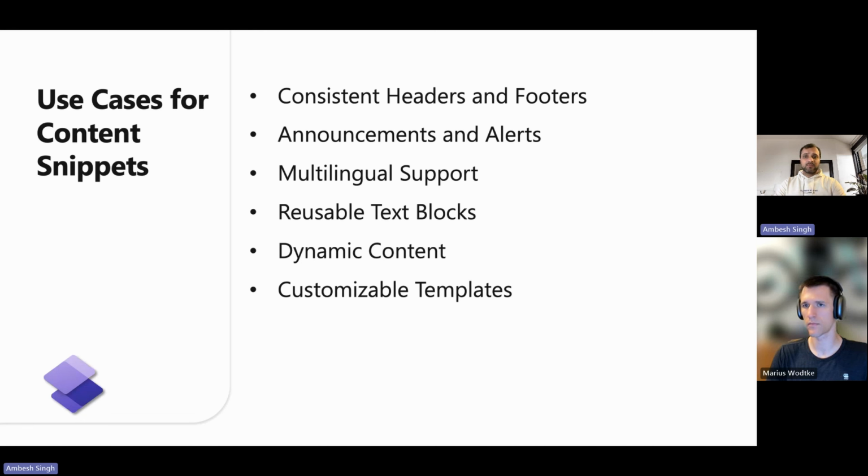Second, you can easily manage site announcements or alerts. Manage translations by creating snippets for different languages. These allow us to update content in one place and have it reflected across all the language versions of your website. Apart from that, for frequently used text blocks such as disclaimers, contact information, or promotional messages, a snippet can save time and ensure consistency there.